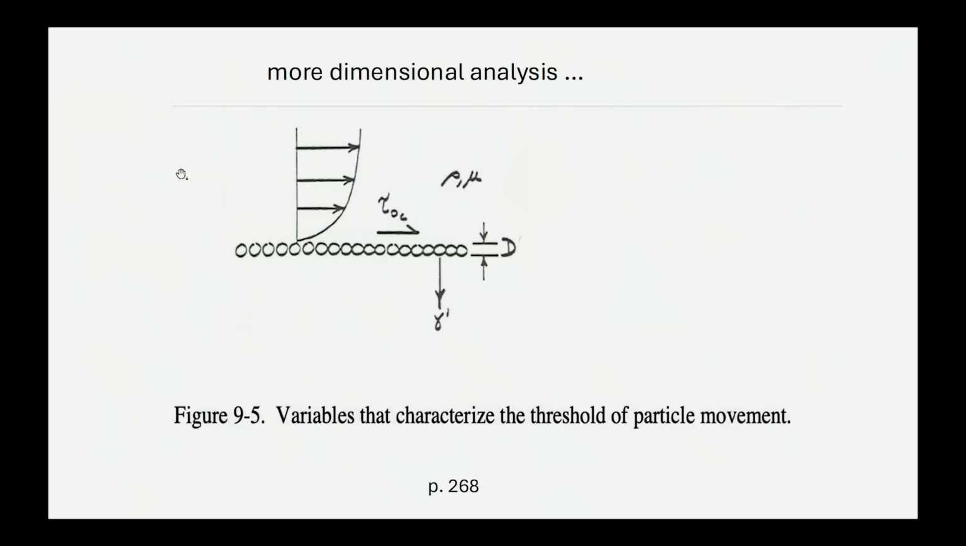So let's do more. I'm a lover of dimensional analysis. Yeah, I guess you can see that.